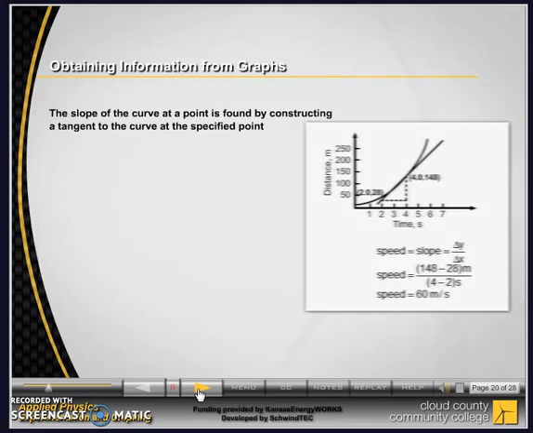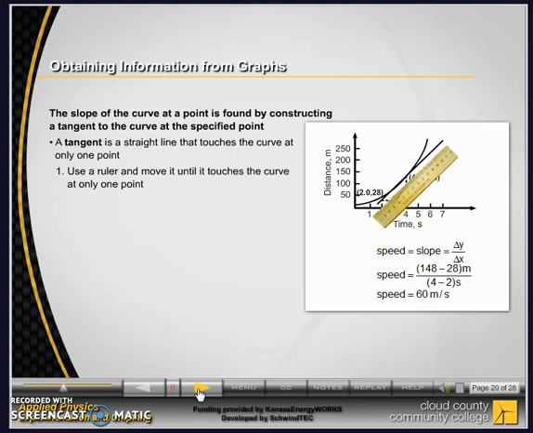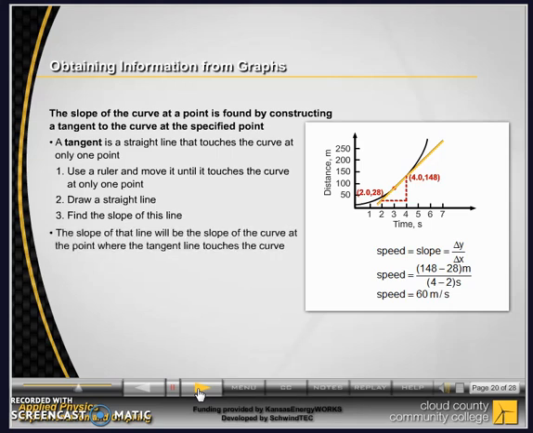The slope of the curve at a point is found by constructing a tangent to the curve at the specified point. A tangent is a straight line that touches the curve at only one point. Use a ruler and move it until it touches the curve at only one point, the point that you are interested in knowing the slope at. Draw a straight line, then find the slope of this line. The slope of that line will be the slope of the curve at the point where the tangent line touches the curve.